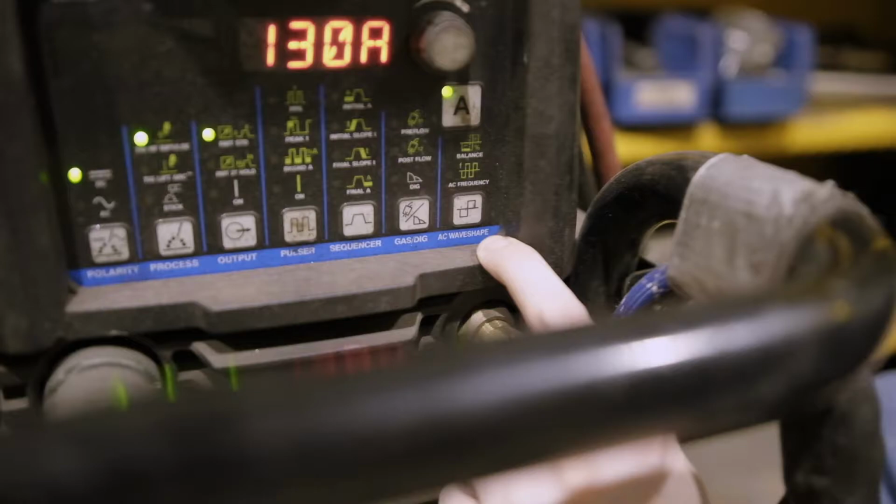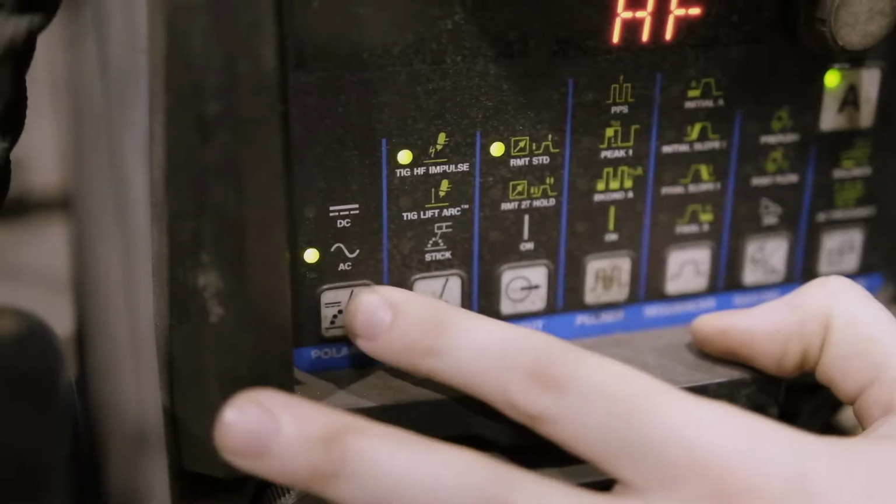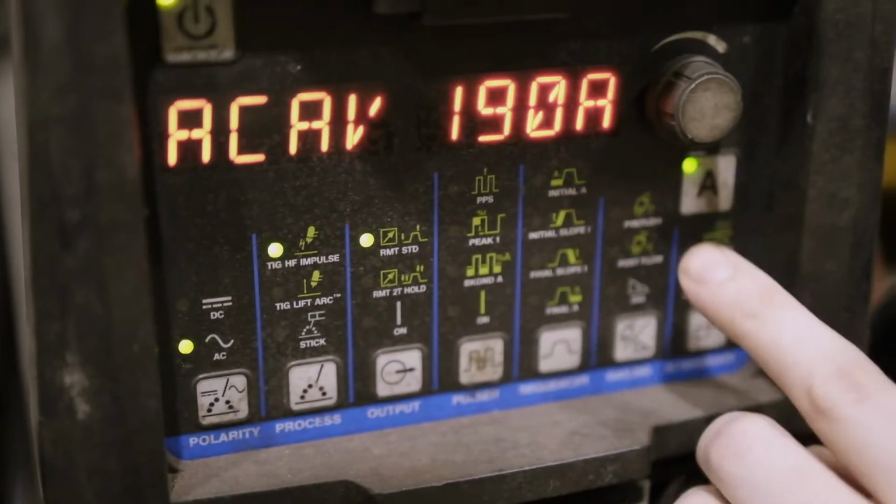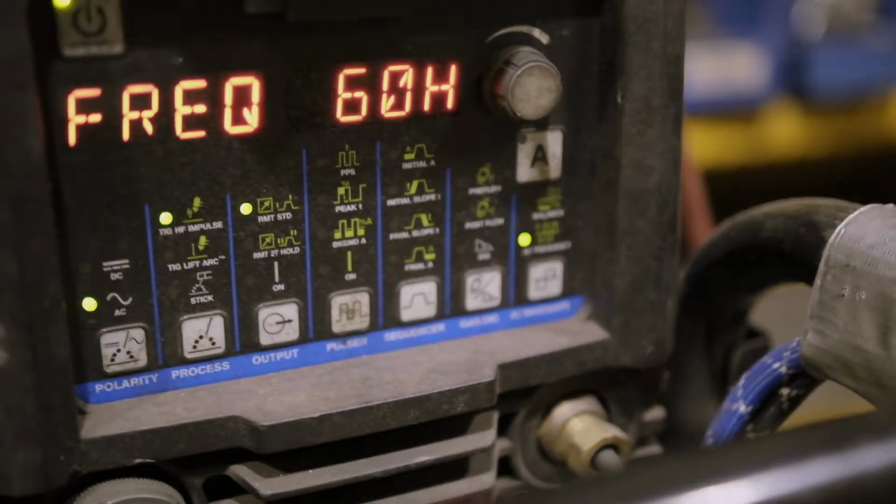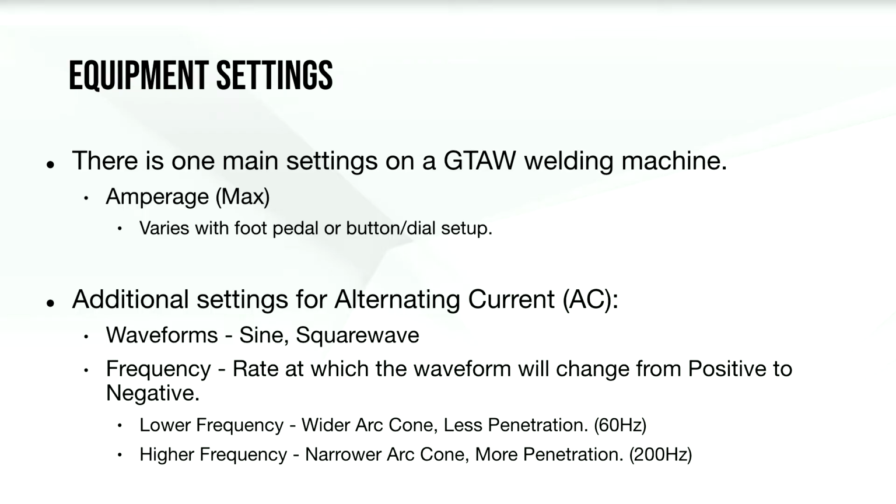So additional settings include AC current, where you can have a sine wave or a square wave. Frequency, which is the rate at which it will change from positive to negative. A lower frequency will give you a wider cone with less penetration, typically around 60 Hertz. A higher frequency will be a narrower cone with more penetration, more commonly used, which is around 200 Hertz. This is typically used for aluminum AC welding.